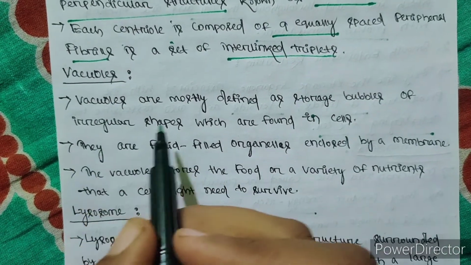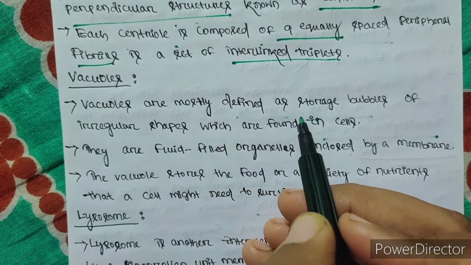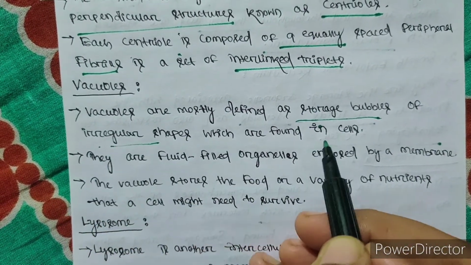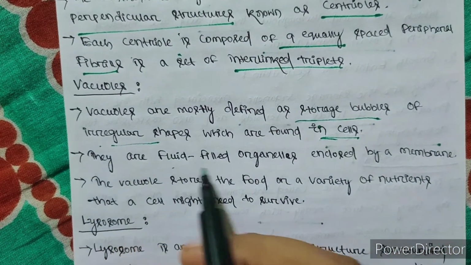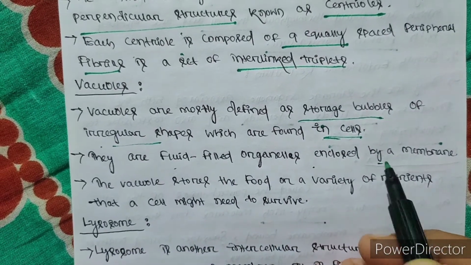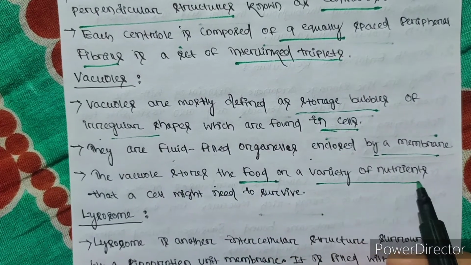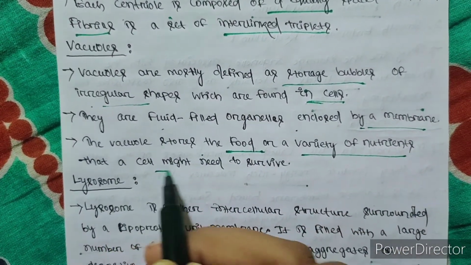Then vacuoles. Vacuoles are mostly defined as storage bubbles of irregular shape which are found in the cell. They are fluid-filled organelles enclosed by a membrane. The vacuoles store food or a variety of nutrients that a cell might need to survive.